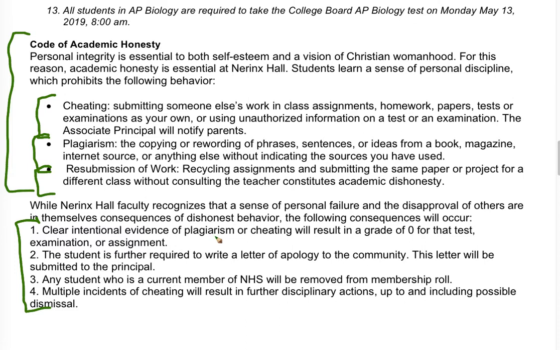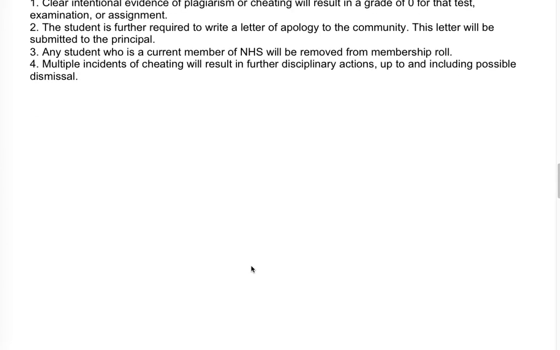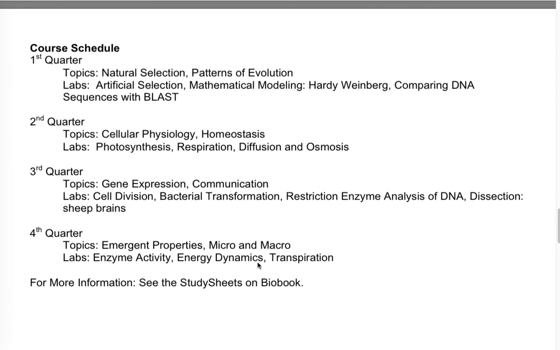Clear intentional evidence of plagiarism or cheating will result in a grade of 0 for that test, exam, or assignment. The student is further required to write a letter of apology to the community. This letter will be submitted to the principal. Any student who is a current member of the NHS will be removed from the membership roll. Multiple incidents of cheating will result in further disciplinary actions up to and including possible dismissal. The school takes academic honesty seriously. We want you to be women of honor, and so that is why there are the rules.